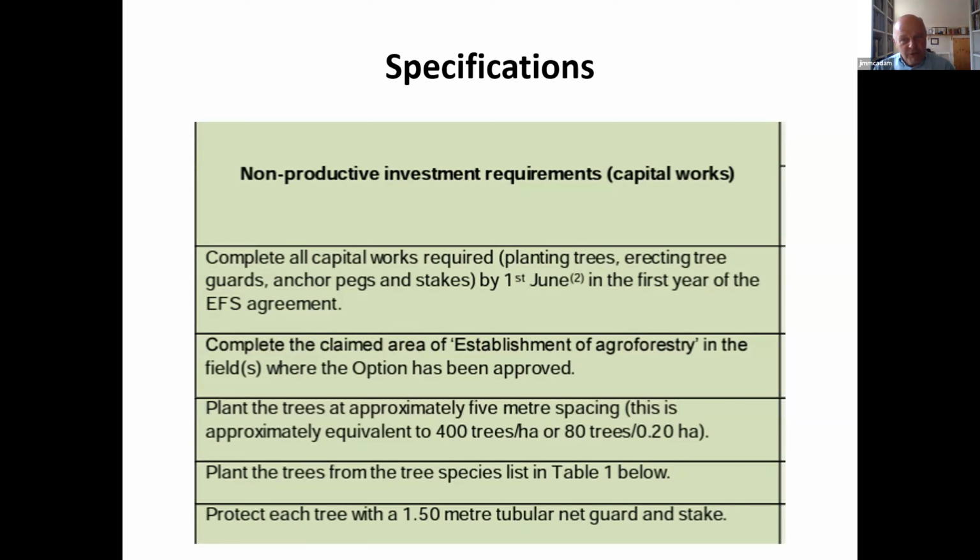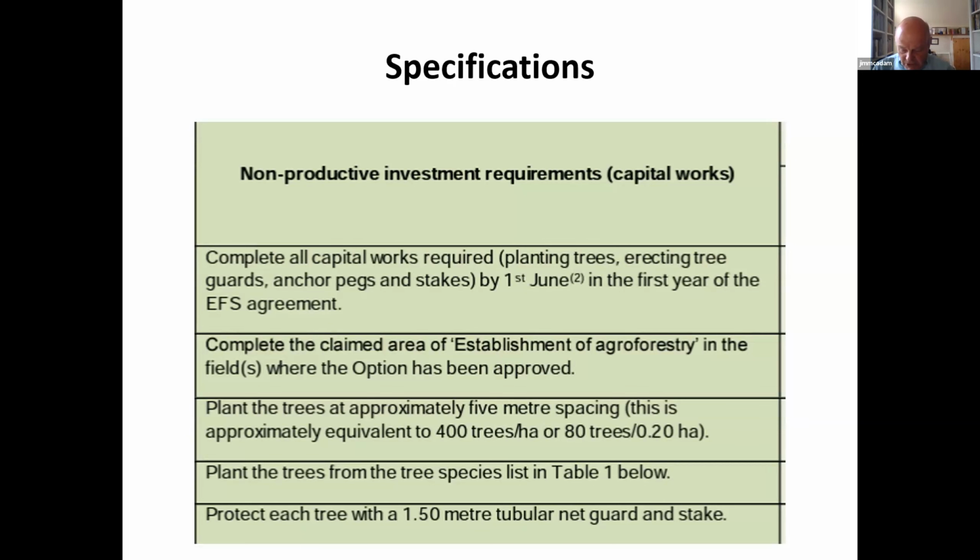The key word that we have found in that is the word approximately. This is very liberally interpreted. In other words, if a farmer wishes to establish wider rows of trees, say 8 meters, and put 3 meters between trees, that is perfectly acceptable within the scheme. The key thing is the 400 trees per hectare is the establishment density. And then there are specifications for planting each tree with a net guard and stake and peg and so on.